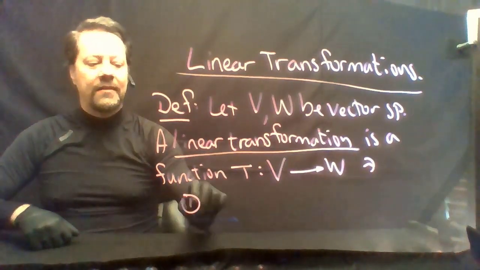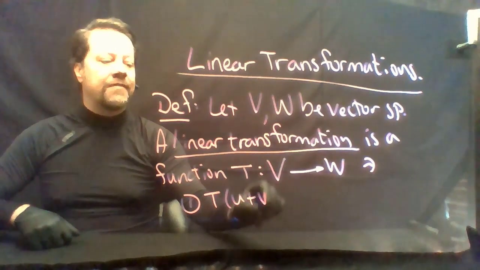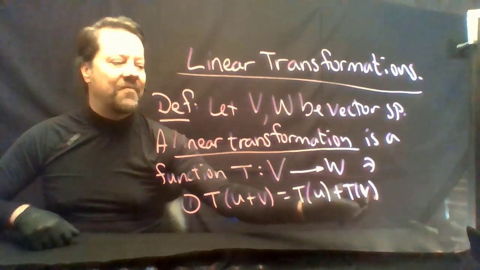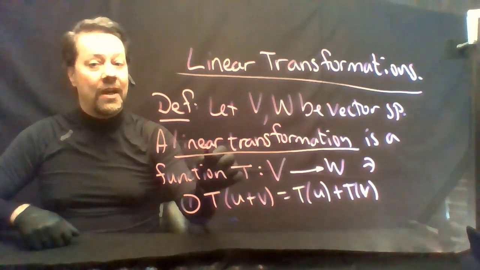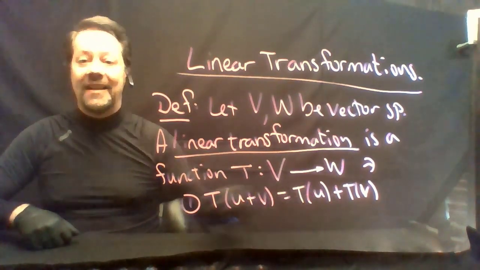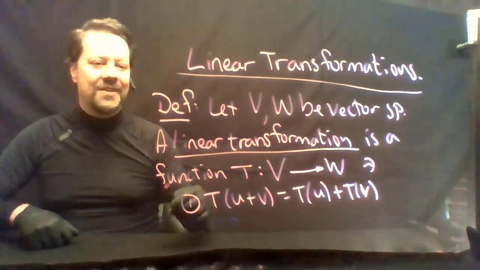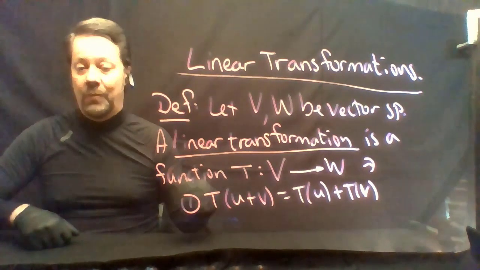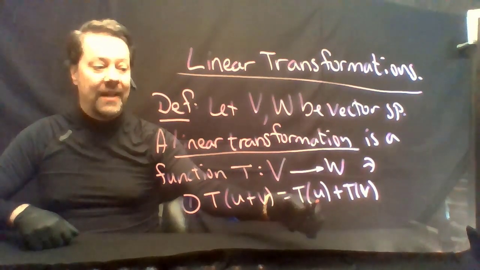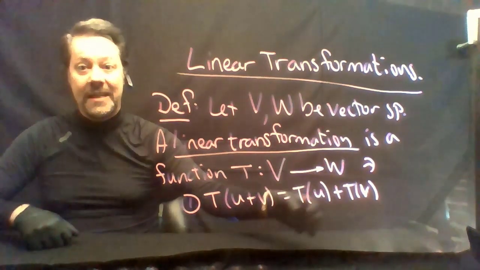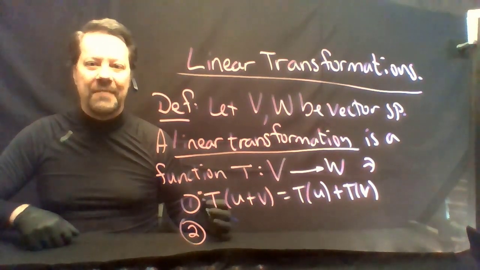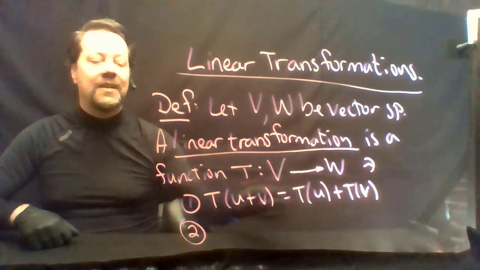Such that 1, T of u plus v is equal to T of u plus T of v. For functions that are not linear, students often try to apply this kind of algebra and do so inappropriately. For instance, if the function squares x, y equals x squared, then a plus b quantity squared does not equal a squared plus b squared. There's that 2ab term in the middle. Linear transformations satisfy this very simple property. T of u plus v equals T of u plus T of v.